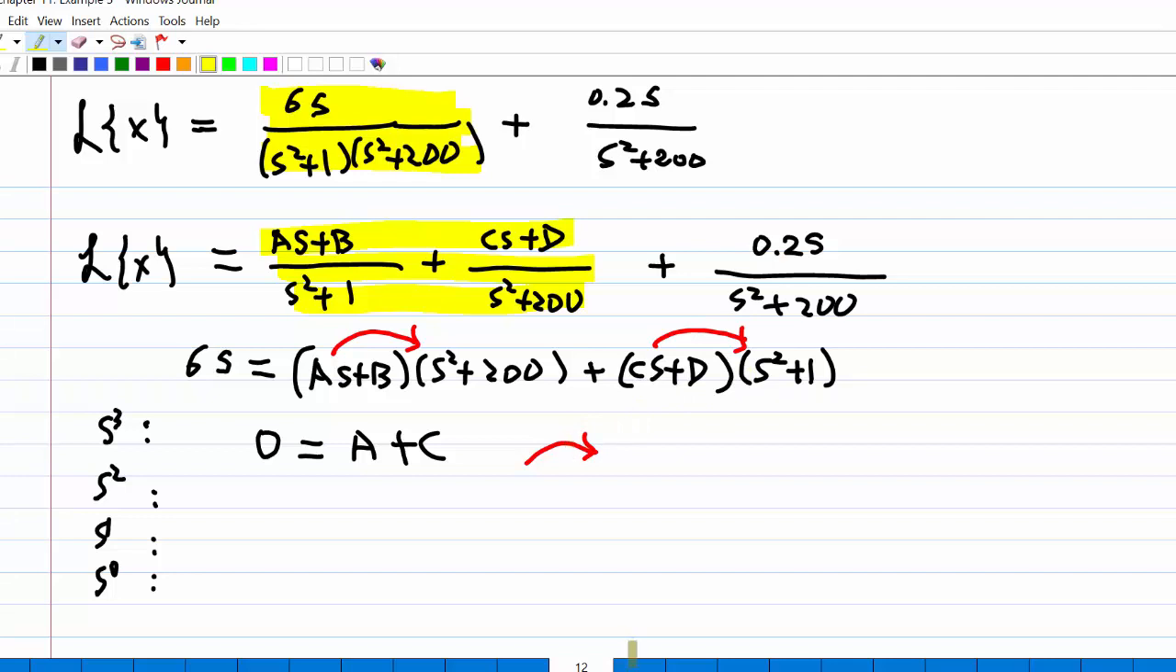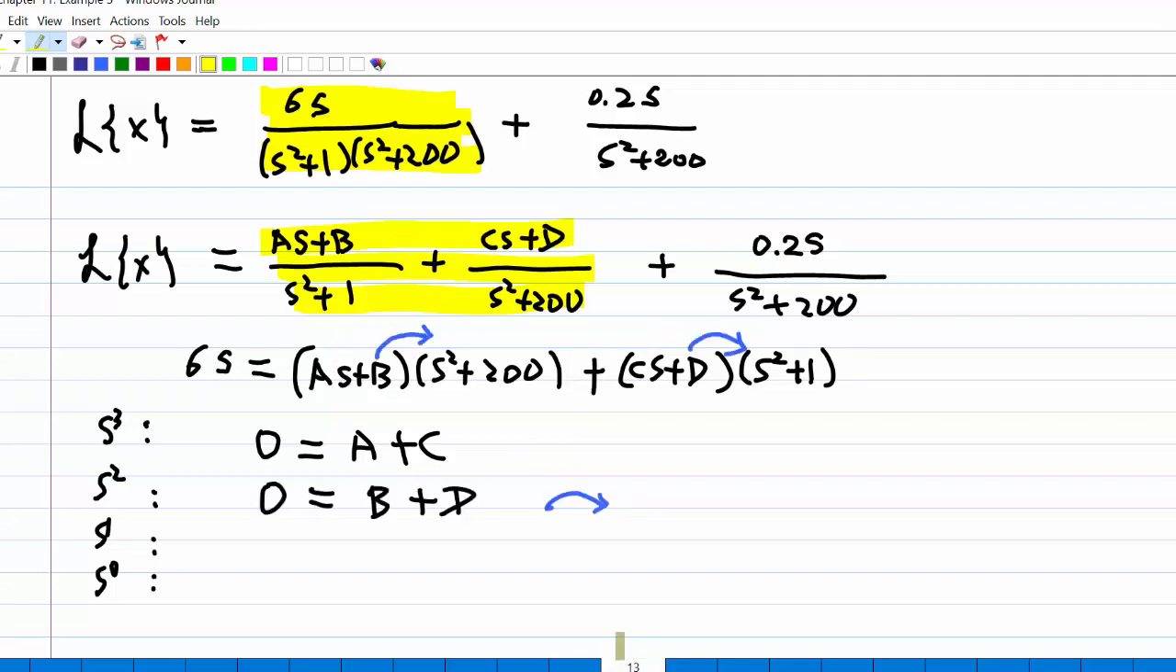Then the second equation, I compare s squared now. Left hand side, no s squared. Right hand side, I have b times s squared and then d times s squared. This is the second equation.